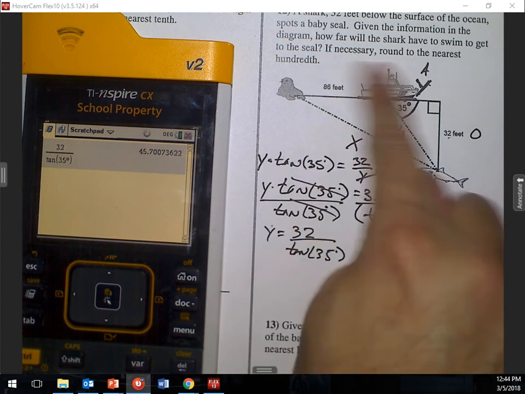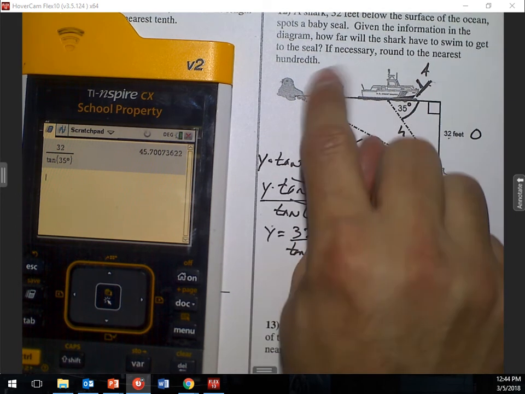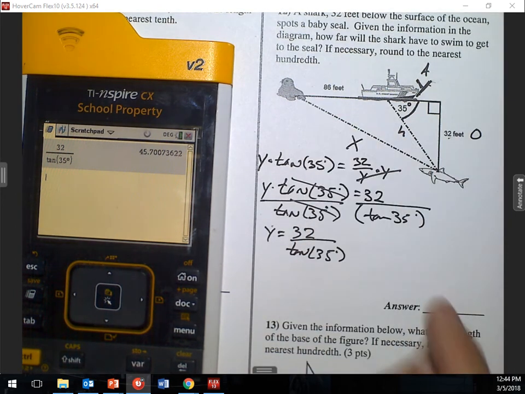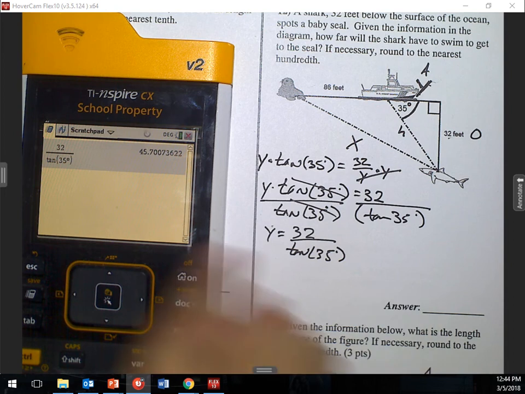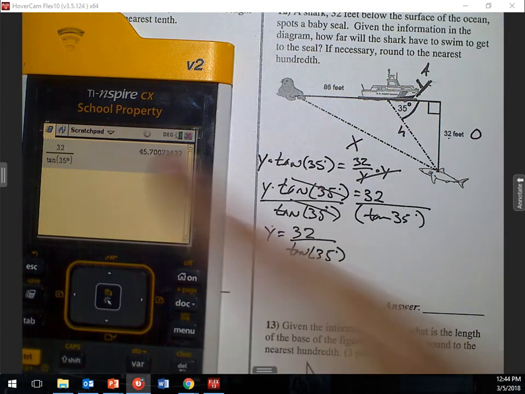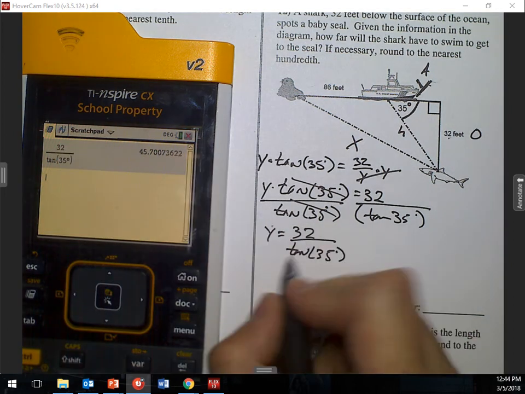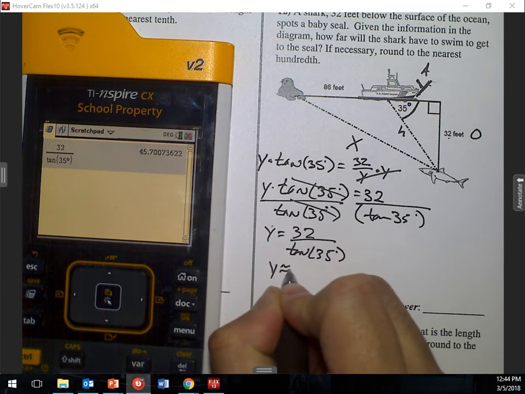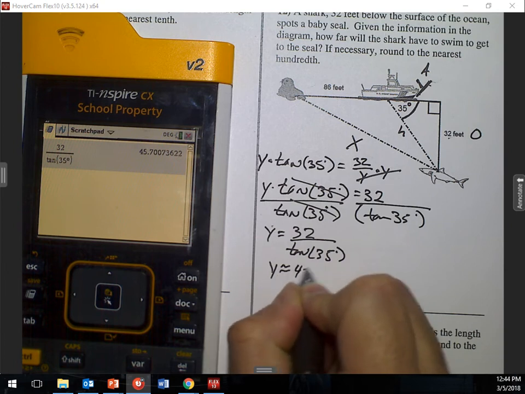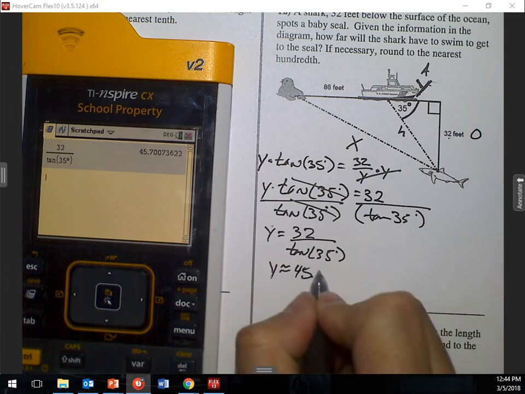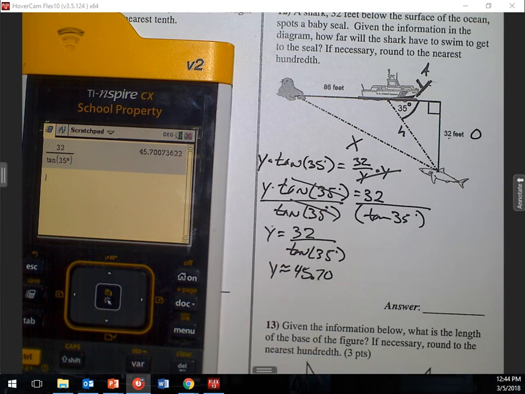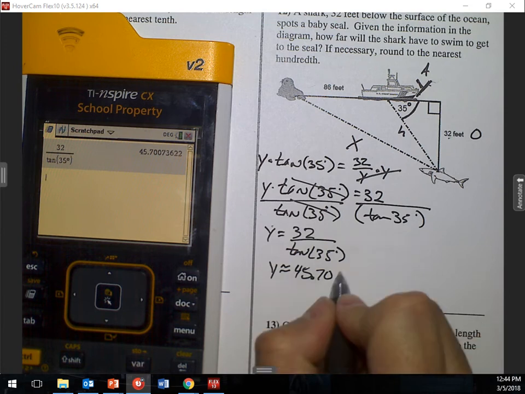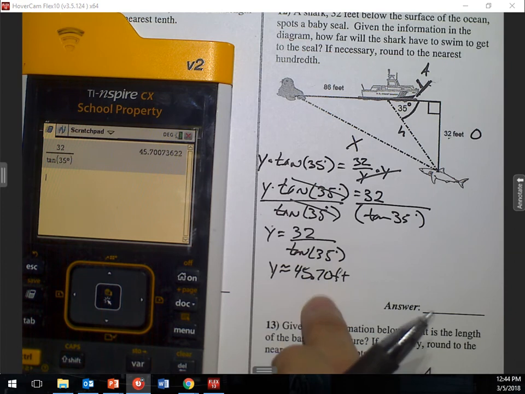And we're going to round this one here, said to the nearest 100. How many place values is 100? 2. So let's go ahead and round all of our answers to 2. So this is going to be basically what? So y is about 45.70, right? And that's going to be what units? Feet.